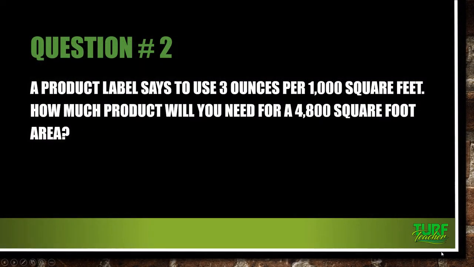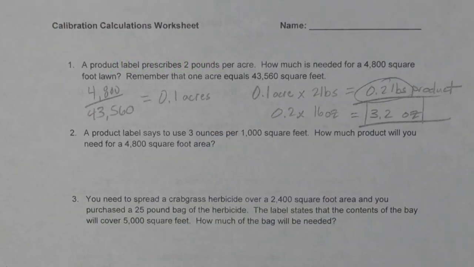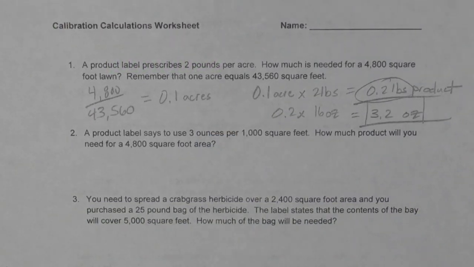All right, question number two. A product label says to use 3 ounces per 1,000 square feet. How much product will you need for a 4,800 square foot area? Again, the same yard that we're talking about, ladies and gentlemen. I love the fact that we can break this into 1,000 square foot blocks. We're going to actually put 3 ounces per 1,000 square feet. A product label says to use 3 ounces per 1,000 square feet. How much product will you need for a 4,800 square foot area?